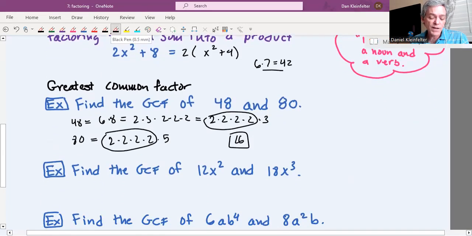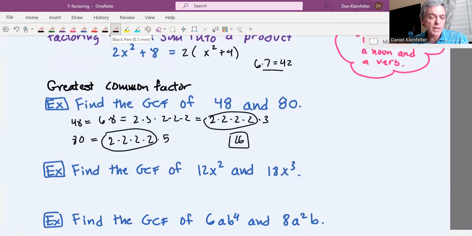Okay, next we want to find the greatest common factor of 12x squared and 18x cubed. Here there's a variable part as well as a constant part. Taking a look at 12 and 18, we want to think about the largest number that the two have in common. I know that both are divisible by 2, and 3, they're divisible both by 6. So 6 is the greatest common factor of the number part.